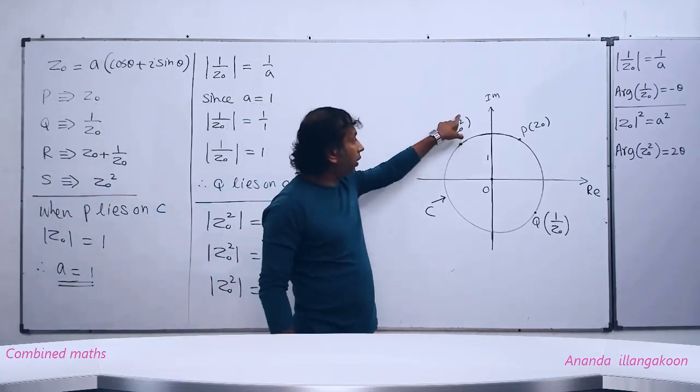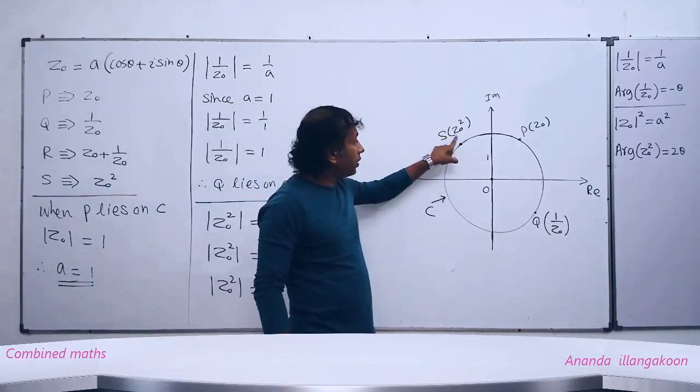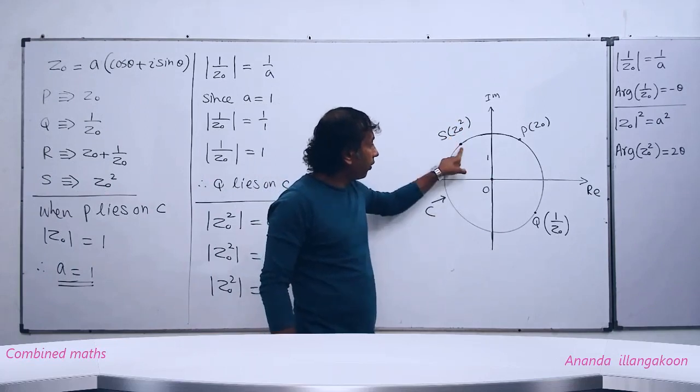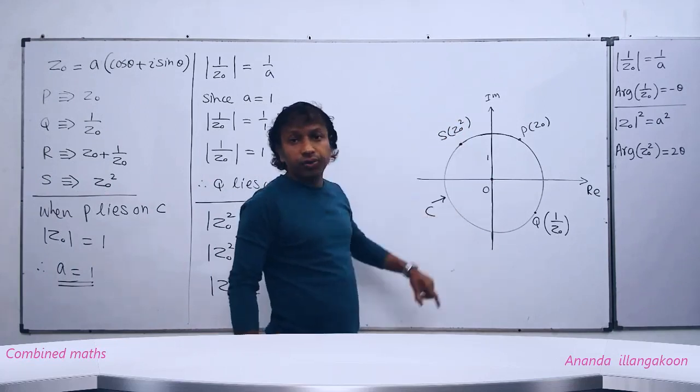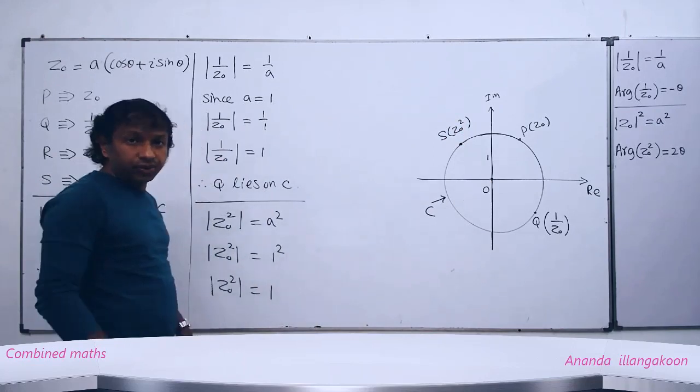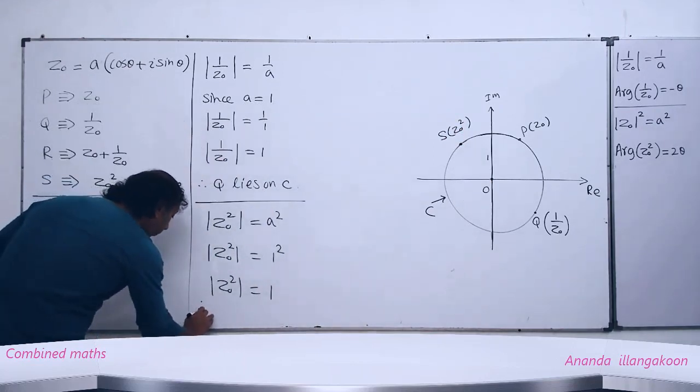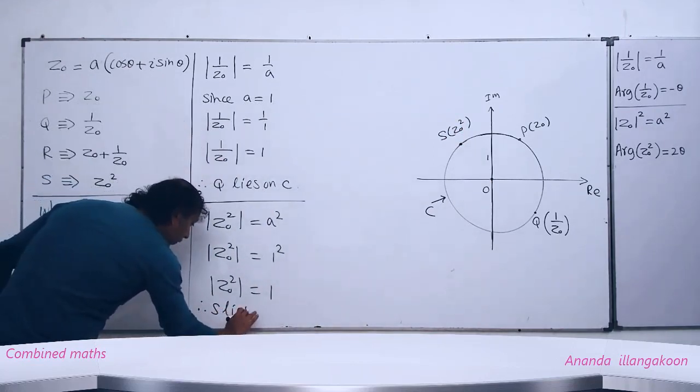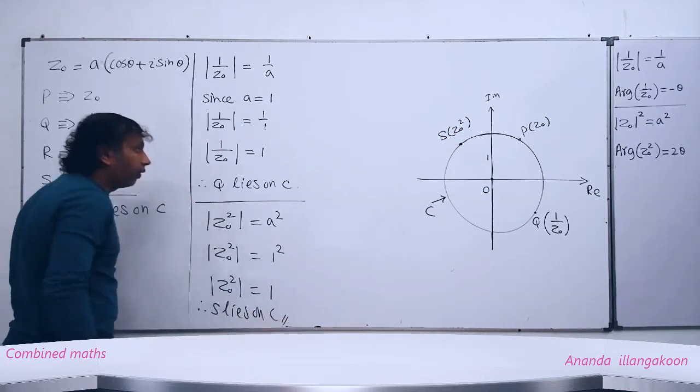Modulus of Z0 is 1, which means the distance from the origin to S should be 1. That means S also lies on the circle C. Therefore, S lies on C. Right.